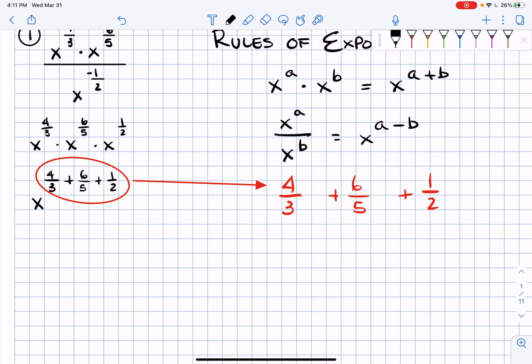Well, the 3 doesn't have the 5 nor the 2, which is 10, right? So I will multiply this by 10. Do it to the bottom, I have to do it to the top. The 5 is missing the 3 and the 2, so that'd be a 6. And the 2 is missing the 5 and the 3, so it's 15. So if you look at the bottoms, 3 times 10 is 30, 5 times 6 is 30, 2 times 15 is also 30. So I have a common denominator.